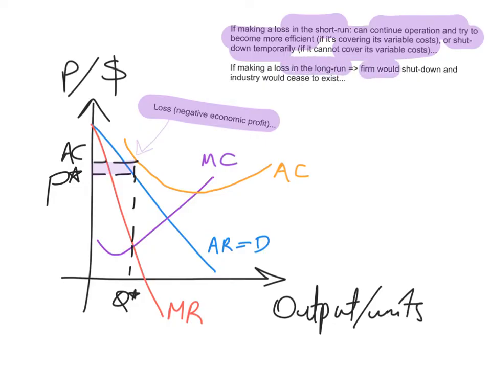Well, the firm would shut down, and because there's only one firm in the market, the industry would cease to exist. So a monopolist cannot really be making a loss in the long run, because what's the point of producing if it's making this loss in the long run? So remember, in the short run, it can either continue or shut down temporarily depending on how much of its variable costs it's covering.